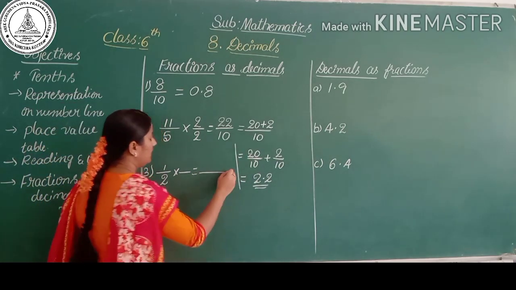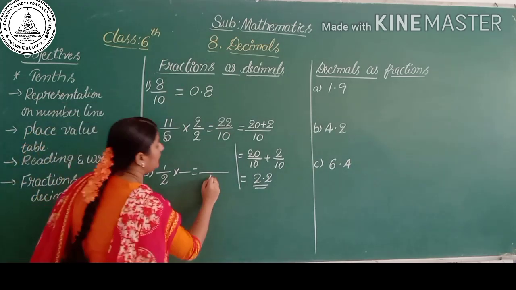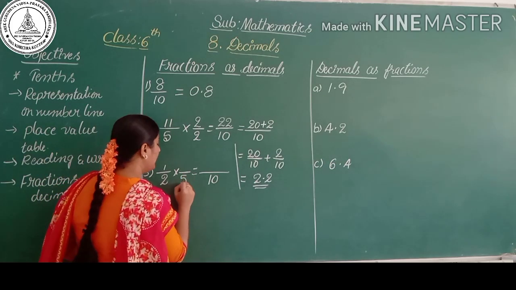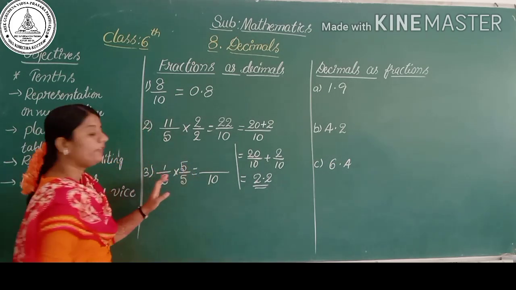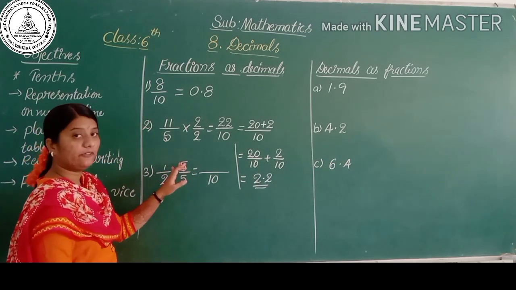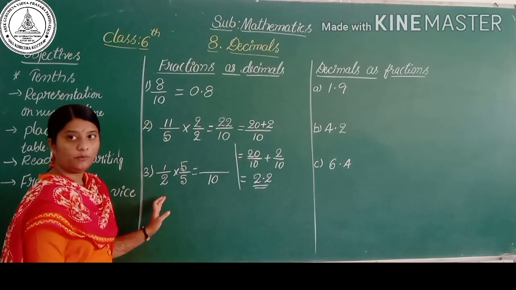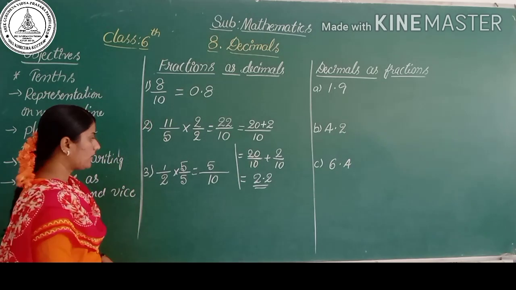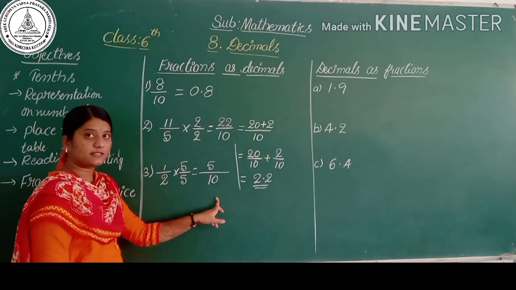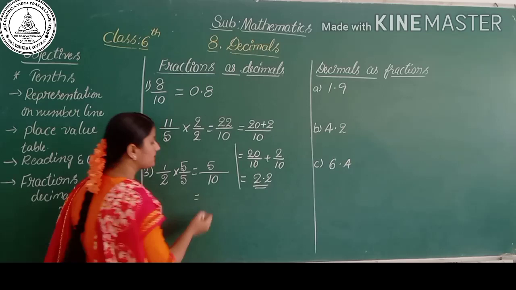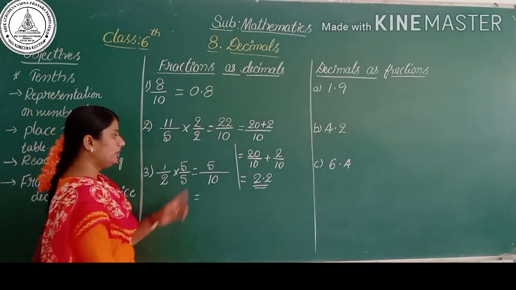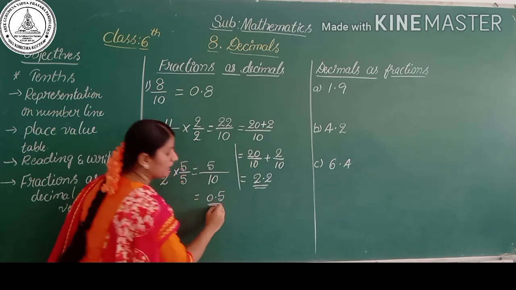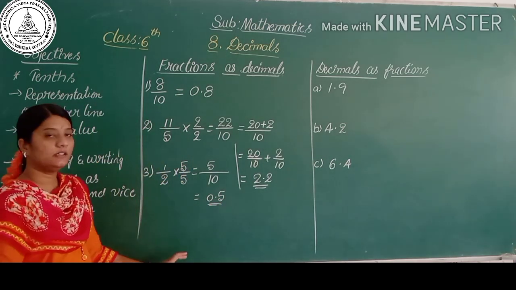We need the denominator 10. 2 how much are 10? 2 fives are 10. Multiply 5 to the numerator and the denominator. So 5 ones are 5, and the denominator is 10, so 5 tenths. How can we write 5 tenths in decimal form? We know that 5 tenths is 0.5. Is it clear?